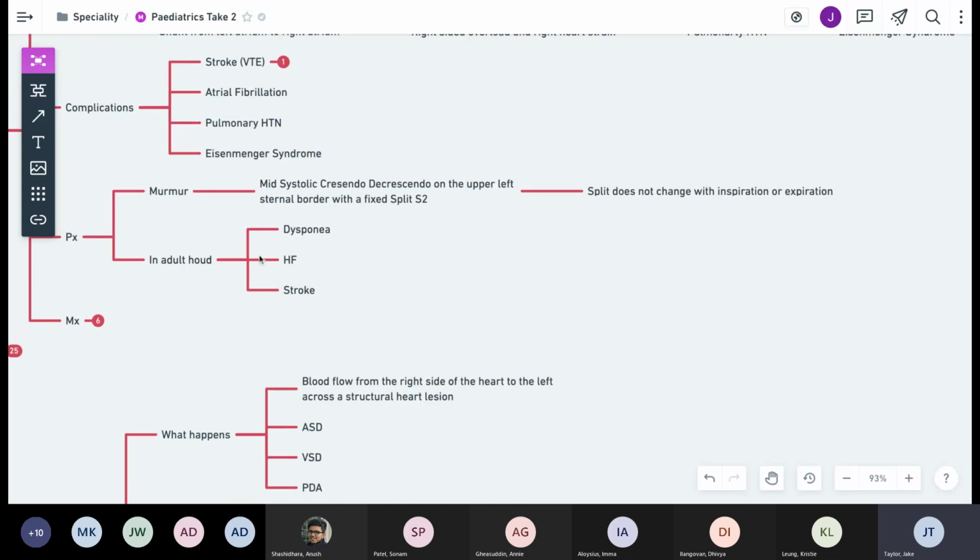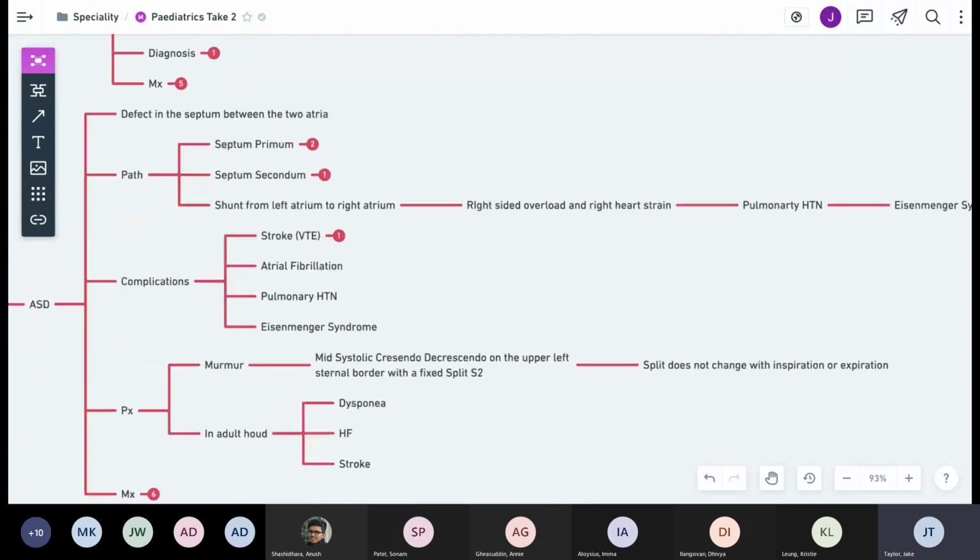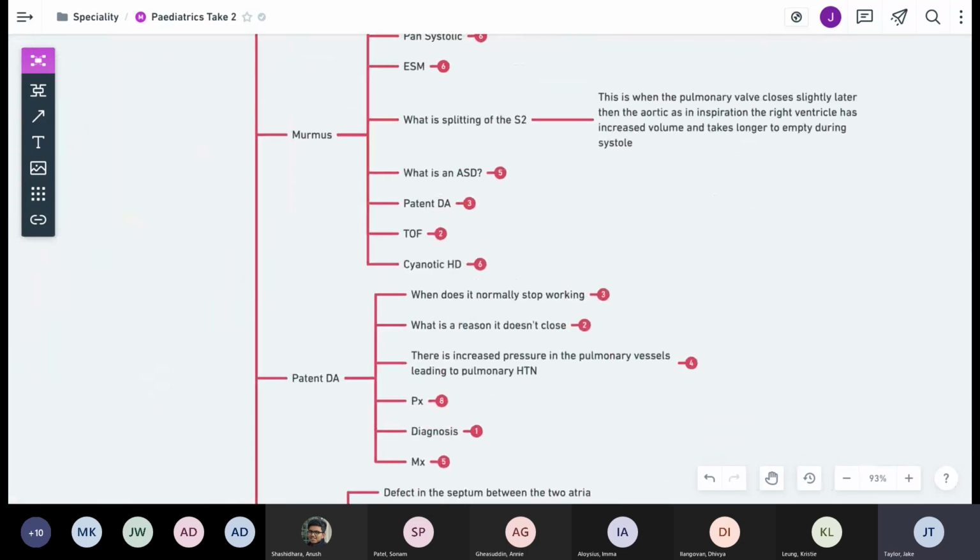Oh, in adults, how does it present? So in adults, it can present with dyspnea, heart failure, and stroke. So things that are signs of. Can I repeat that? Of course. So let me go up here so you can read it. It's a bit better. Okay.